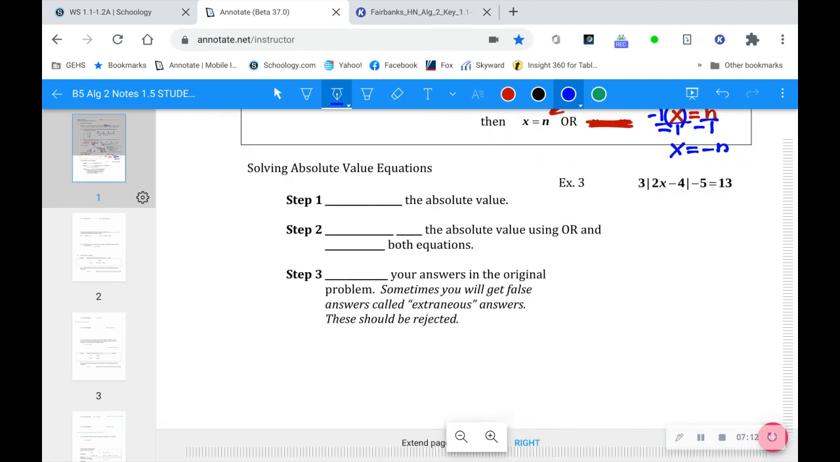All right, so the steps, I want to put this as clearly as I can, so I've given you 3 steps to do. The first step is you always have to isolate the absolute value portion of it. So in other words, in this example, we have to get that absolute value section of it all by its lonesome. And we're going to do that first by adding 5 to both sides.